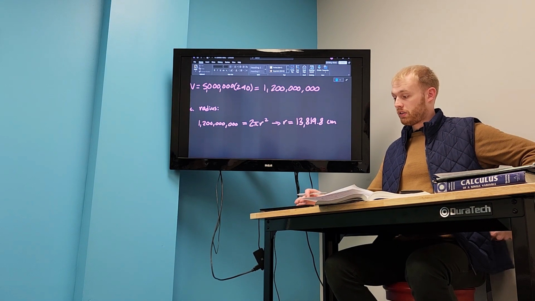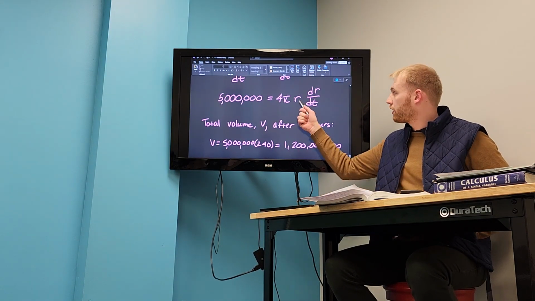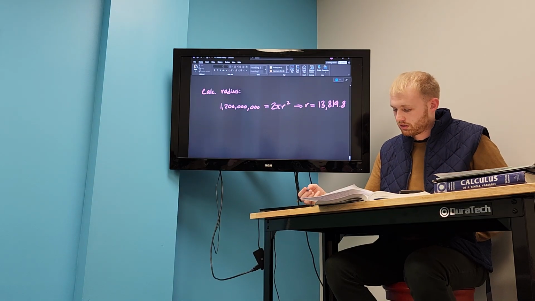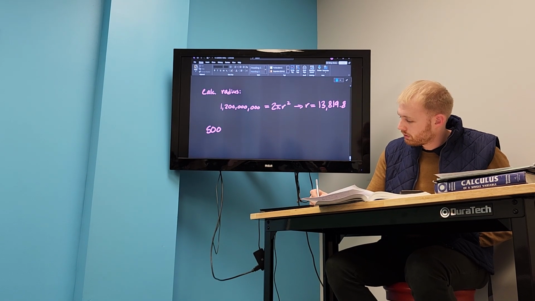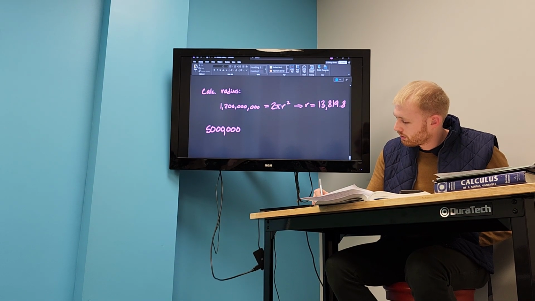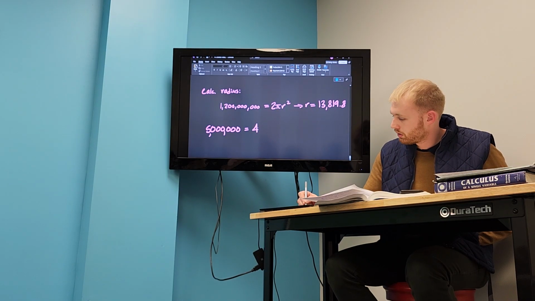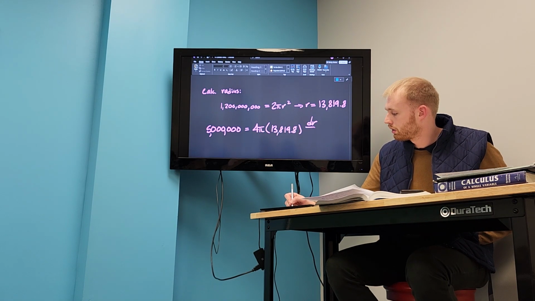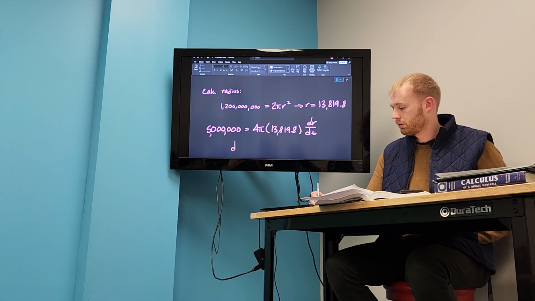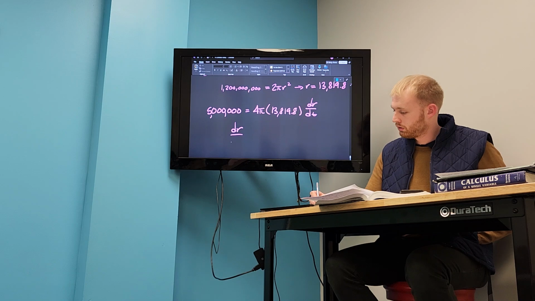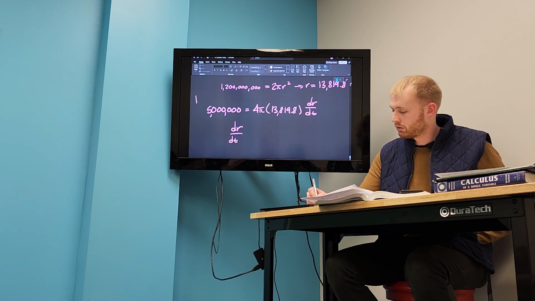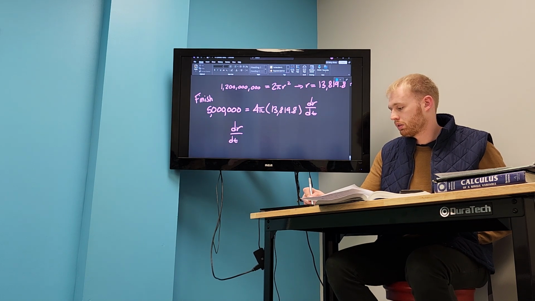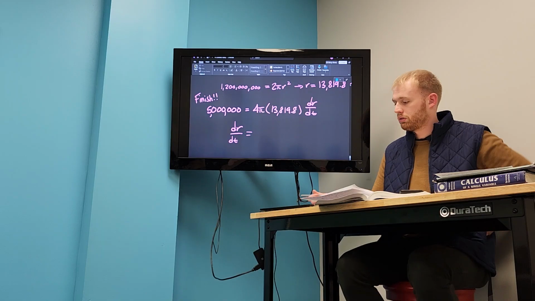We just needed r, to go back here and get r. So the rate of change of r with respect to t is 5 million. Okay, so now just divide. Just divide by 4. Yeah. Okay.